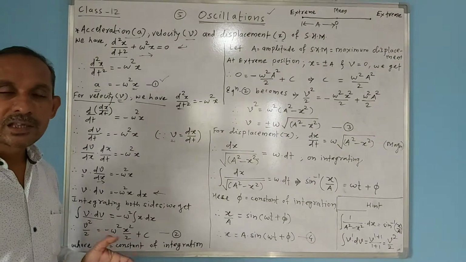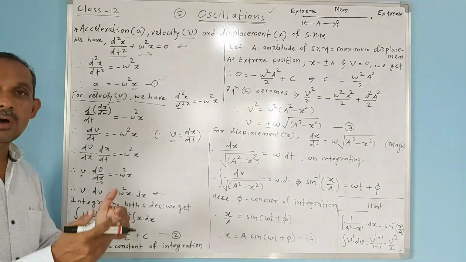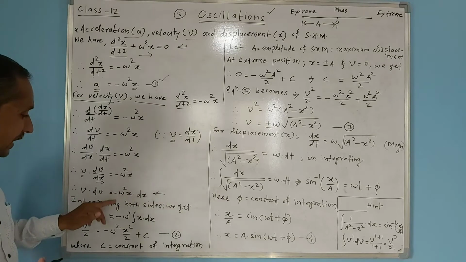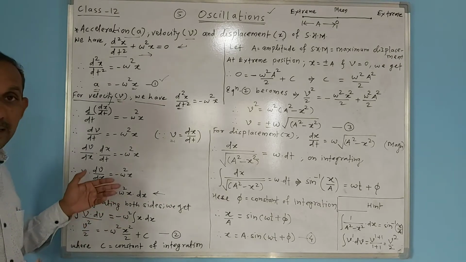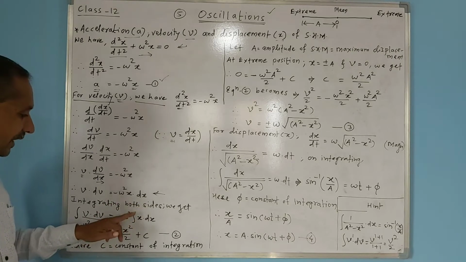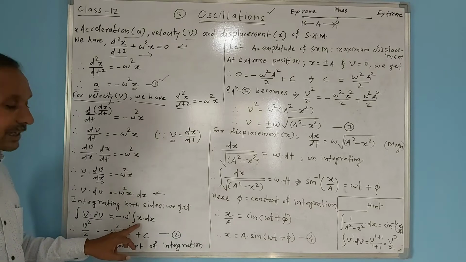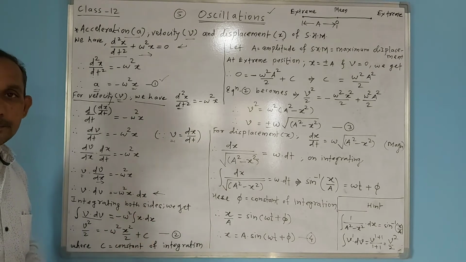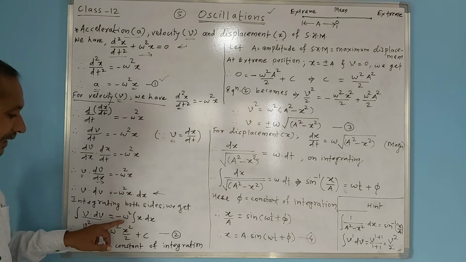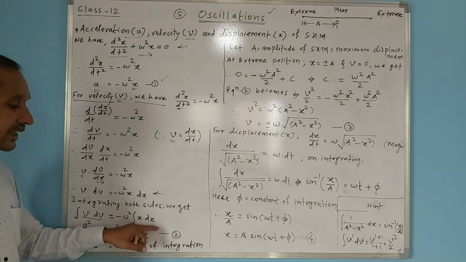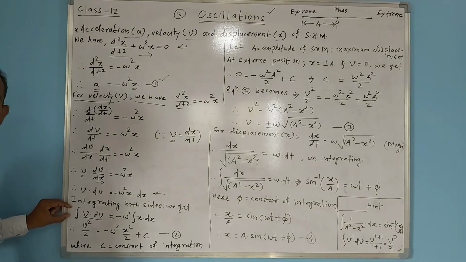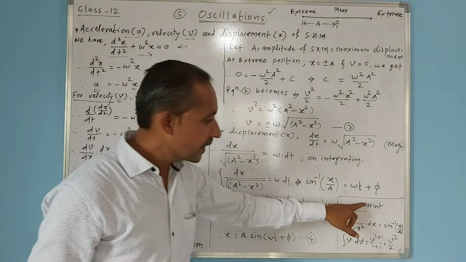So while solving the integration, the constant terms we always have to take outside. So the negative sign and omega square, as it is a constant, take it outside. The remaining things will be x dx. Write these remaining variables inside the integration sign. So on integrating we get minus omega square integration of x dx. So solve this equation by using this hint.